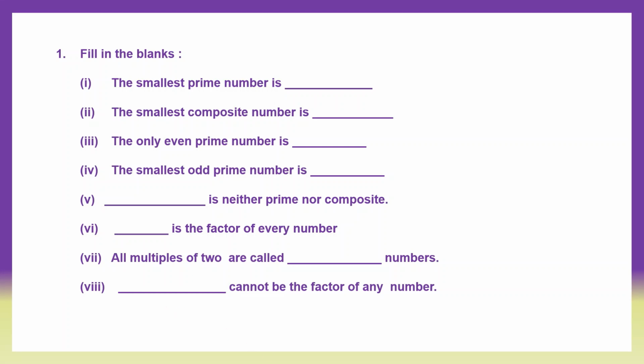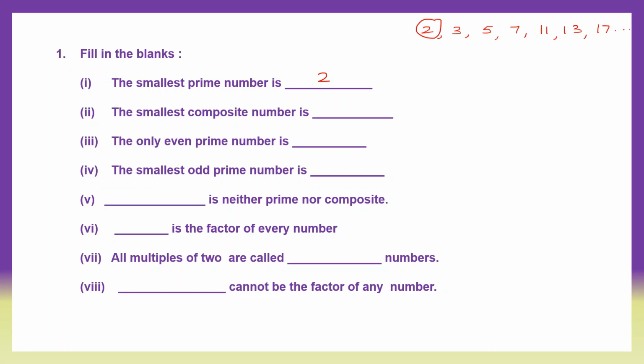So let's begin. First one, the smallest prime number is... The smallest prime number is 2. So we have all our prime numbers, keep that in mind. You have to learn a few prime numbers by heart. Let me write a few here: 2, 3, 5, 7, 11, 13, 17 and so on. So the smallest prime number here is 2.